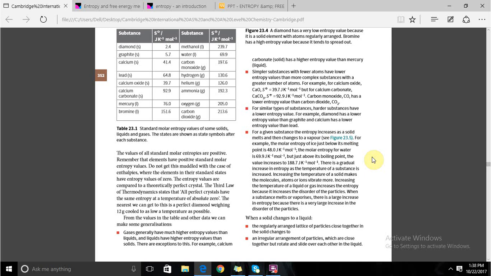And there is a gradual increase in entropy as the temperature of a substance is increased. Increasing the temperature of a solid makes the molecules or the atoms or the ions vibrate more, and therefore increases the entropy, because it increases the disorder of the particles. And when a substance melts or vaporizes, there is a much larger increase in the entropy, because there is a larger increase in the disorder of the particles. Hopefully this is making some sense to you.